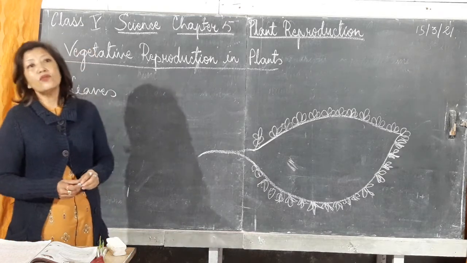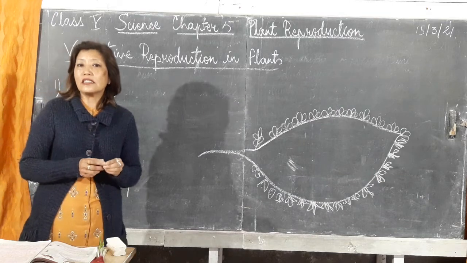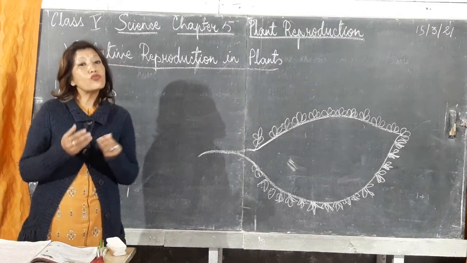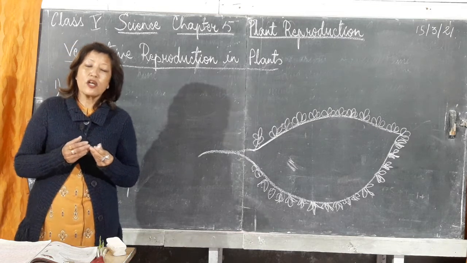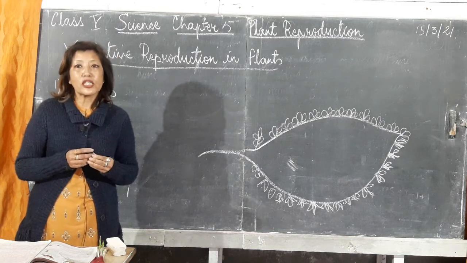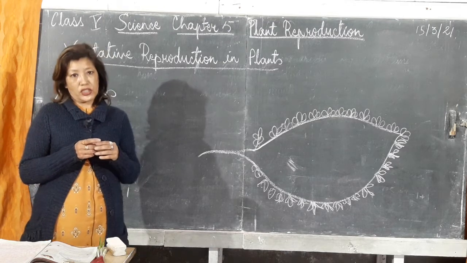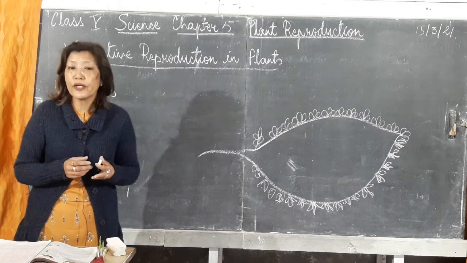Now, you have already learned the methods of reproduction, right, children? There are two methods of reproduction. One is sexual reproduction and the other one is asexual reproduction. Now, what is sexual reproduction?